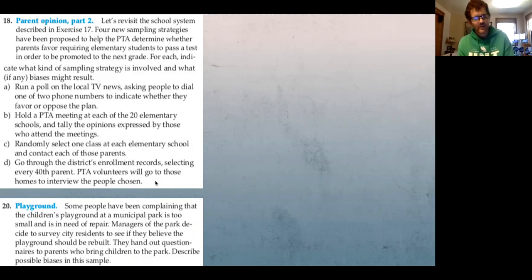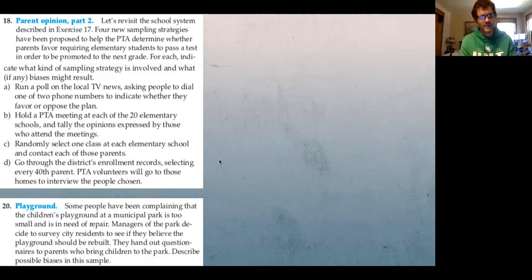Okay, and then this last one, going through the districts of enrollment, selecting every 40th parent, and PTA volunteers will go to those homes and interview. So systematic sample, that was pretty easy to identify. And this is unlikely to result in bias because they're actually going to the homes. Systematic could potentially be a problem, but it's unlikely to, because you probably get a good representative sample from that.